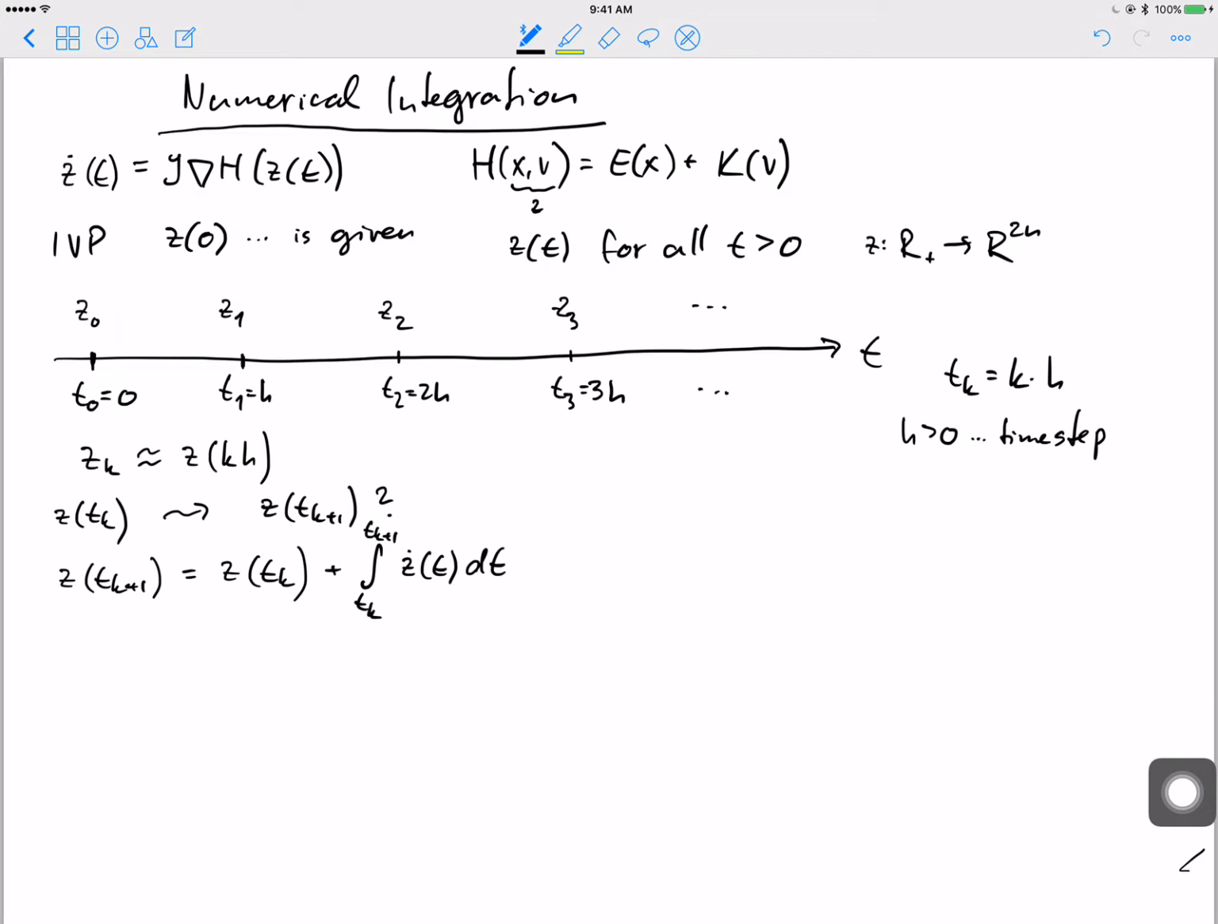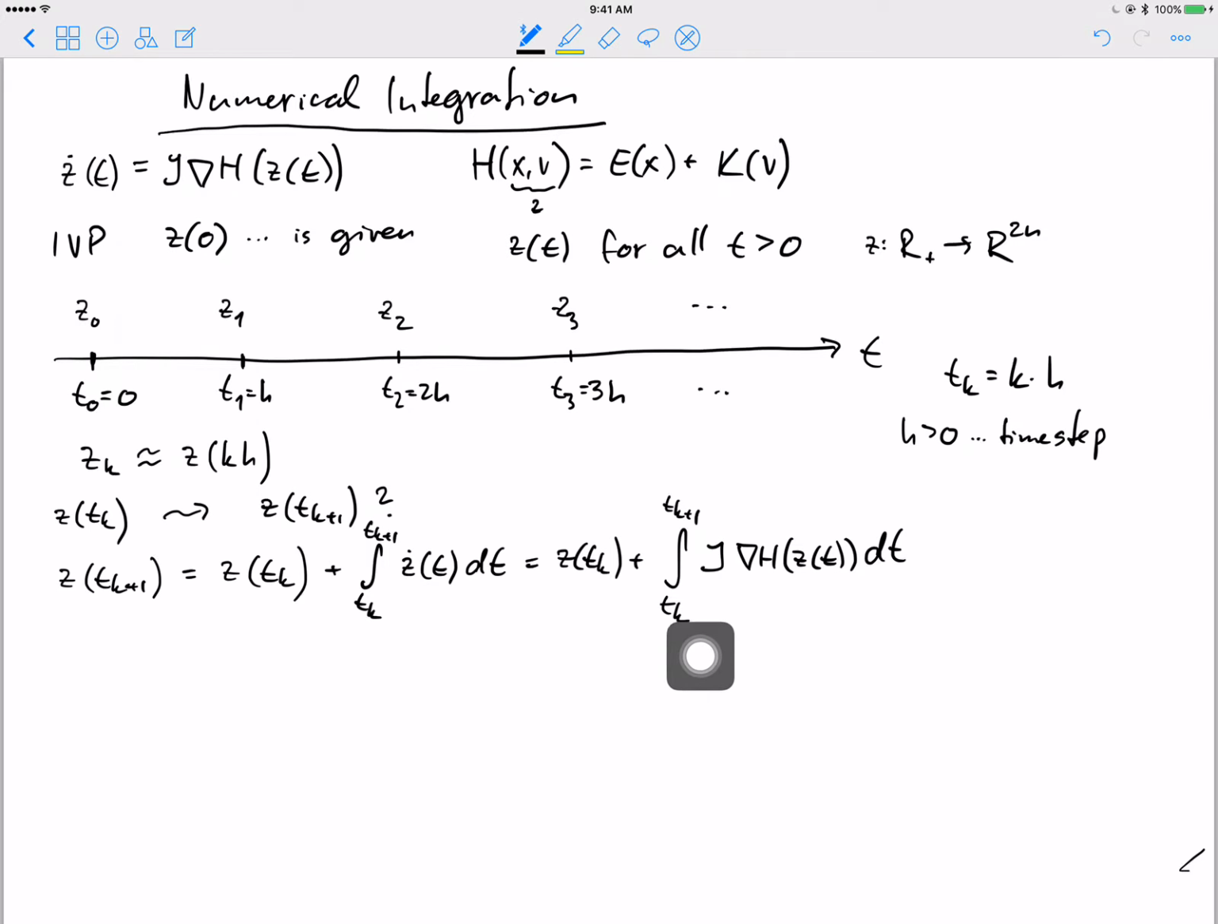So I can actually also rewrite this as z of tk, I'll just copy that term, and then this integral. If this satisfies Hamilton's equations, then I can just plug in the right-hand side, the gradient of the Hamiltonian of z of t, dt. And again, the tricky thing is that you don't know what the z of t is.